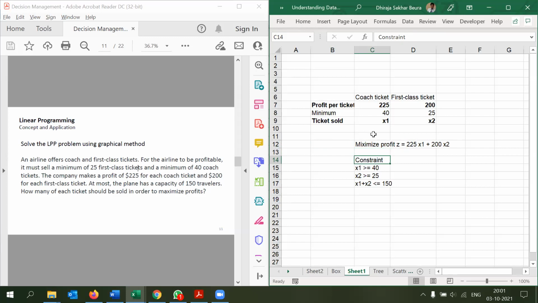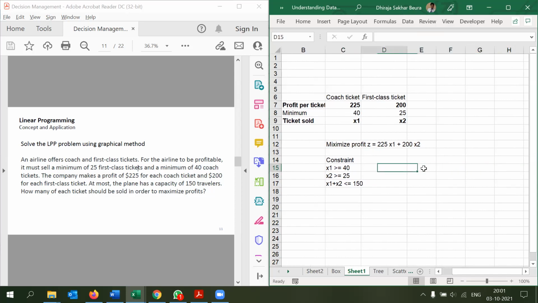Number one thing is you convert the constraint functions into linear equations. How do you do that? Just forget about the less than or equal to or more than or equal to. The first step is to convert the constraint functions into linear equations. What will be the linear equation for this one? Just exclude the more than or equal to or less than or equal to.